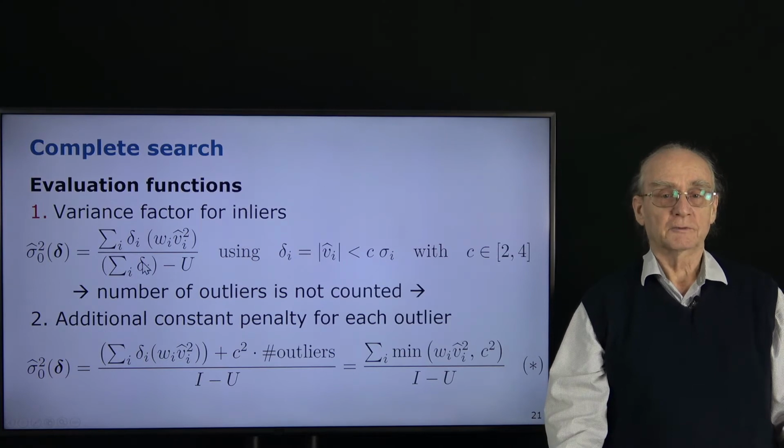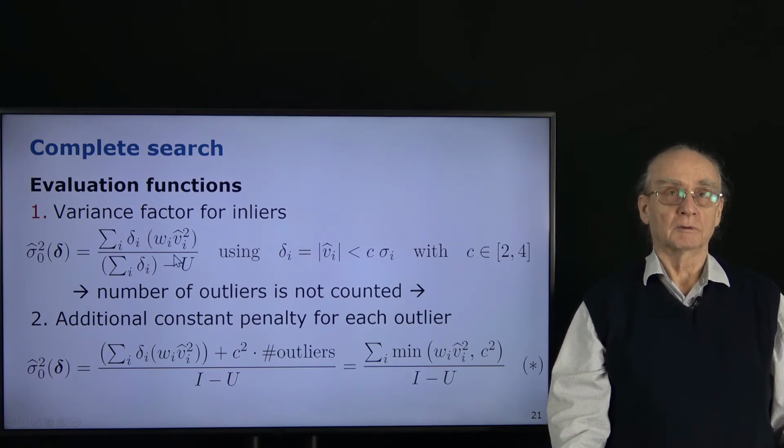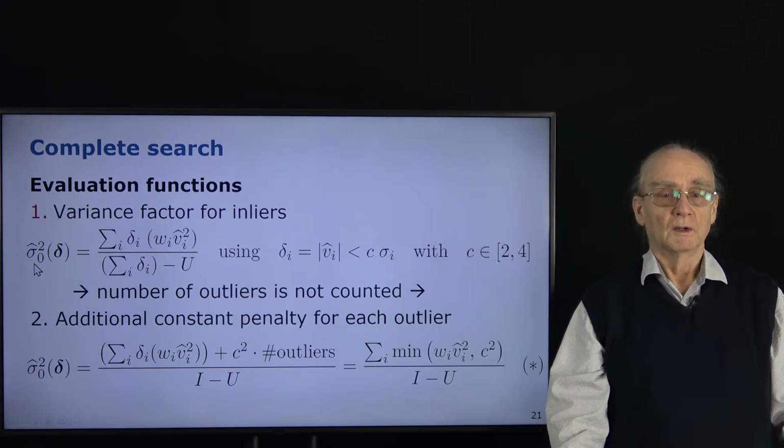Now the bad thing is that if we have a small number of points, it may be that they lead to a very small variance factor. That means the number of outliers which actually are there is not counted. So we could also, instead of this variance factor alone, take an additional constant penalty for each outlier. So if we have a good point, we take this sum as up here, and if it is an outlier, we add a constant c squared, and that means for all outliers together we have to add c squared multiplied with the number of outliers.